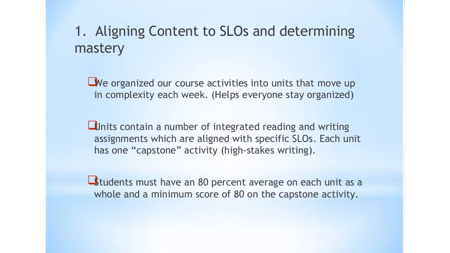So the first thing on my list was aligning content to SLOs and determining mastery. We organized our course activities into units that move up in complexity each week. And this kind of just happened. As we were trying to organize our beta test sections, we got together each week and sat down and went through what we thought we would cover and how it would align with the SLOs, and we checked that off each week until we had made sure that we had everything included.